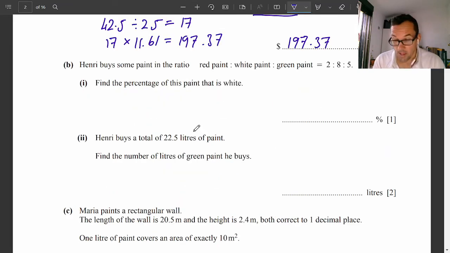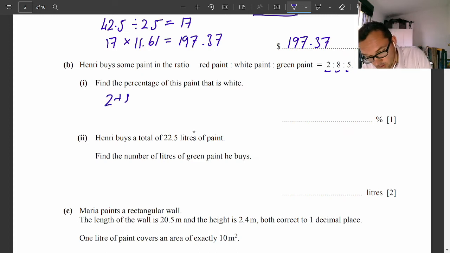Question 1b. Henry buys some paint in the ratio red, white, green, 2 to 8 to 5. Find the percentage of the paint that is white. So looking at that ratio, if he buys 2 liters of red paint, he buys 8 liters of white and 5 of green. So altogether, that would be 15 liters of paint.